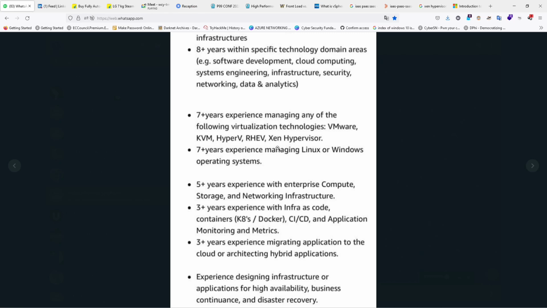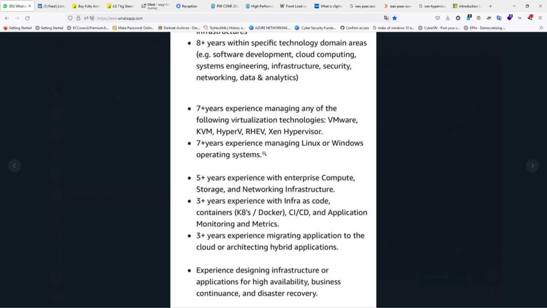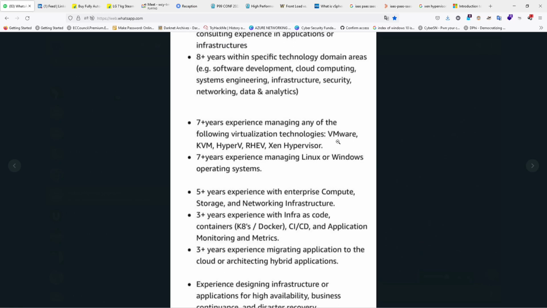Any one technology we have to take, like VMware, KVM, Hyper-V, any one platform that you have worked on. Because the concept and working system is the same, only the interface is different. That's the thing.